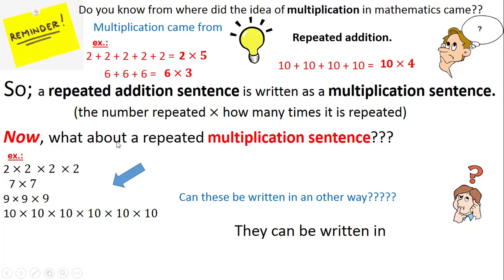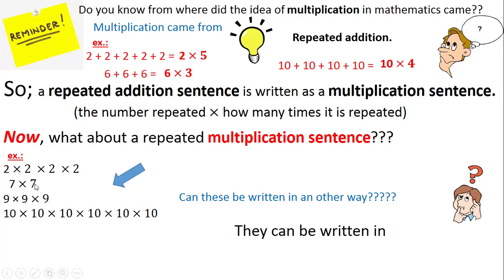Now, what about a repeated multiplication sentence? For example, after we studied multiplication, we used to multiply 2 times 2 times 2 times 2. We used to say 2 times 2 is 4, times 2 is 8, times 2 is 16. So the answer is 16.